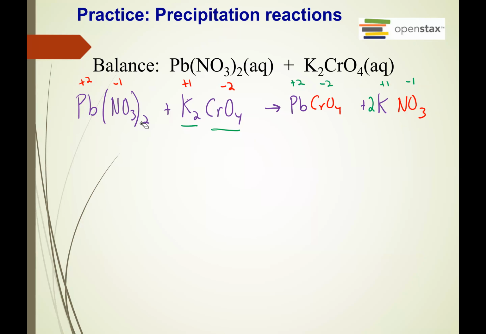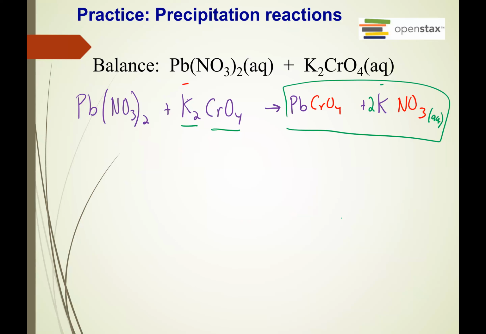Okay, now we need to figure out, are one of these a solid? So we're going to go back to this solubility table. We're going to look at lead chromate or potassium nitrate. We're going to see if one of those is a solid. So let's look for nitrate first, or potassium. Okay. Oh, group 1 and nitrate. These are both soluble, which means AQ. So if we go to our problem, this is soluble, AQ.